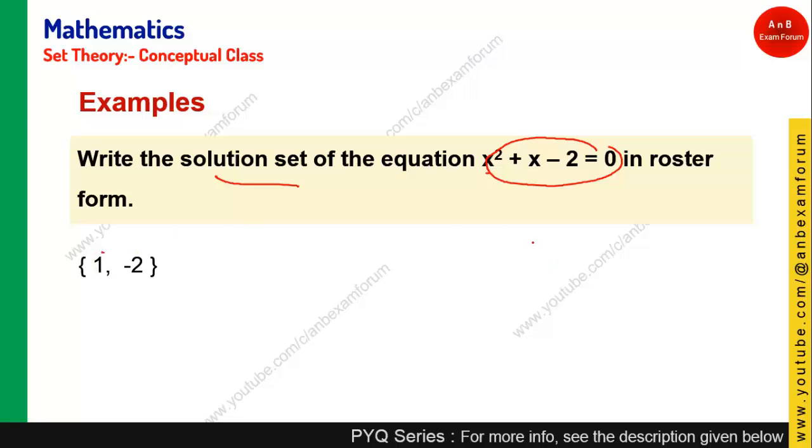So in roster form, we put elements separated by commas and enclosed by braces. One more thing, you can put them in any order, you can put first minus 2, then 1, no issue. But both elements should come inside the braces. So this is the roster form.